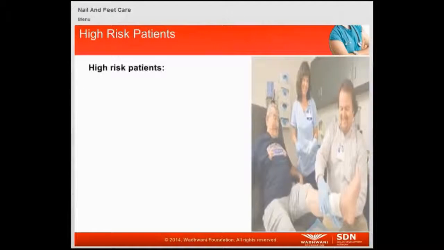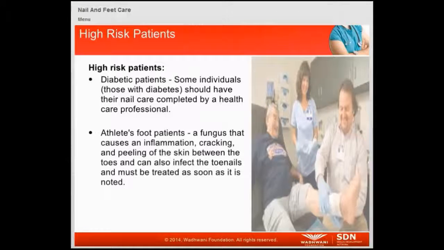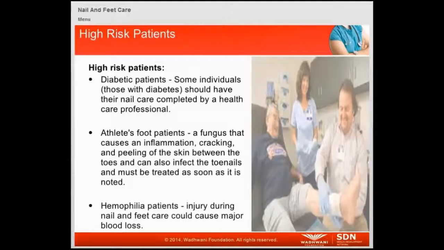Let's look at some of the high-risk patients for whom foot and nail care is critical. Diabetic patients should have their nail care completed by a healthcare professional. Athlete's foot patients. These patients are infected with a fungus that causes an inflammation, cracking, and peeling of the skin between the toes and can also infect the toenails and must be treated as soon as it is noted. Hemophilia patients. Injury during nail and feet care could cause major blood loss that can prove fatal for these patients.